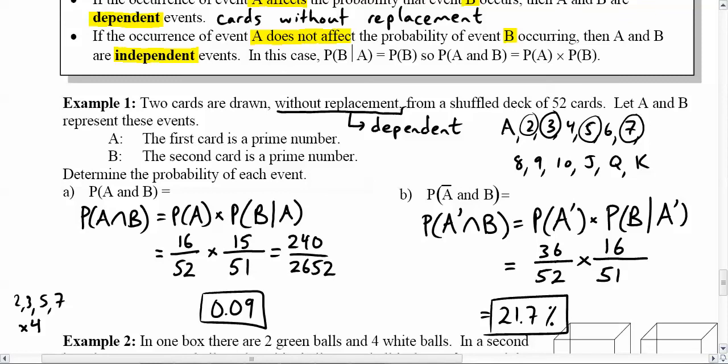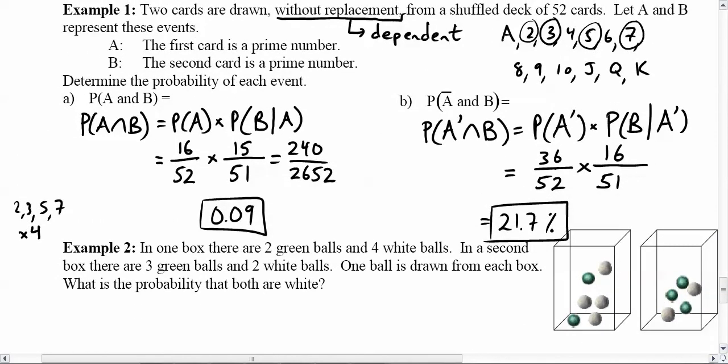One last example. Two more examples. So I've got two boxes. Very common box and ball problem. I'm going to pull out a ball from the first box, put it out here, and pull out a ball from the second box, and put it here. And I want to know what's the chance that both those balls are white.